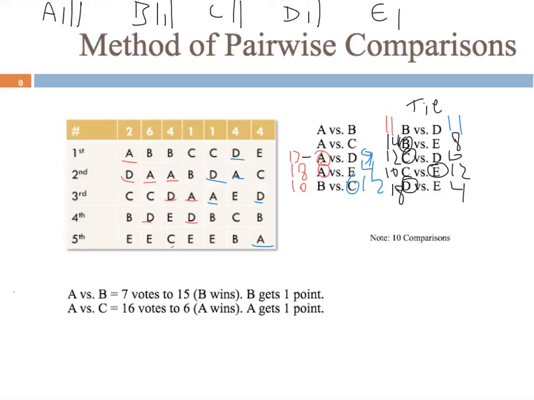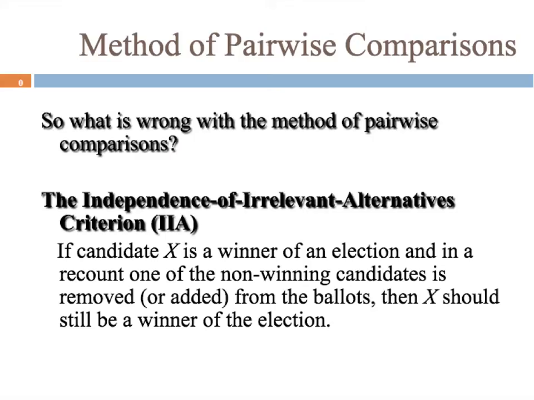So our total now, A has 3 points, B has 2.5, C has 2 points, D has 1.5, and E has 1 point. So our winner, using the pairwise method, is going to be candidate A. So what could possibly be wrong with this method? This is going to bring us to the independence of irrelevant alternatives criterion.